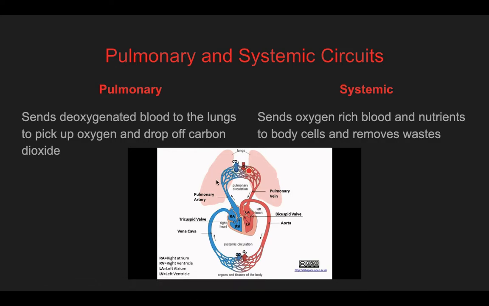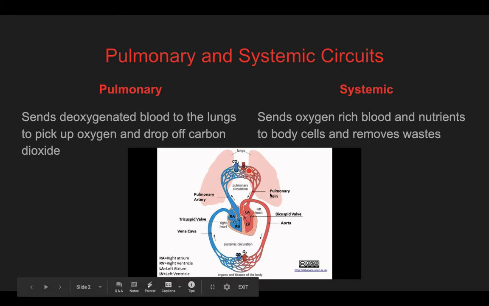And then our systemic circuit is going to send oxygen-rich blood and nutrients to the body cells and remove waste. It's going to be the red. It's going to be the systemic circulation. It's that gas exchange with oxygenated blood.